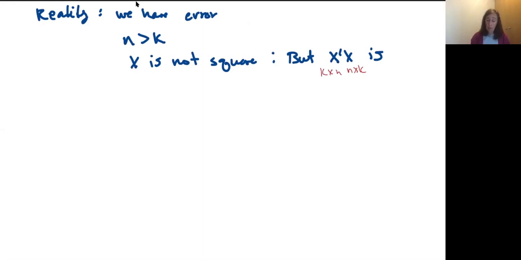All right, so let's think about that. And let's continue to think about, maybe that's invertible too. Maybe X prime X inverse exists. Let's go back to our original regression equation, the one that had the error term in it. Okay, so we have y equals X beta plus epsilon.